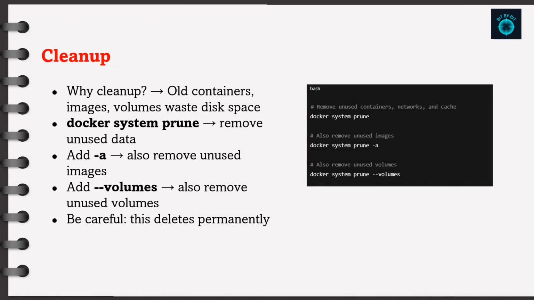Cleanup. Over time, your system fills up with stopped containers, old images, dangling networks, and unused volumes. All of these take up disk space and can slow down your work. Docker gives us a cleanup command, docker system prune. When you run it, Docker will remove all unused containers, networks, images, and cache.